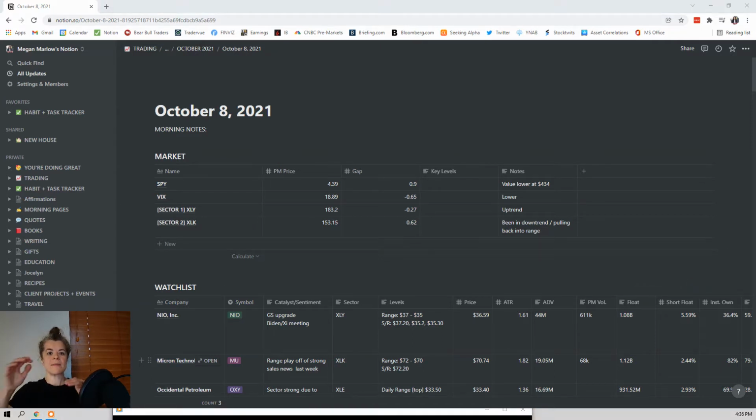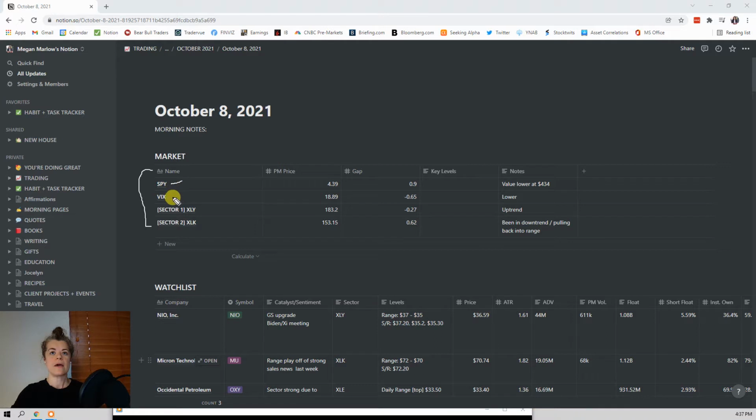I'm gonna walk you through my day in my journal, because I don't only use it at the end of the day, I use it at the beginning of the day as well. As soon as I sit down on my computer, this is open. And we just start with what's happening in the market, right? So here's the little market section that I do in the morning.